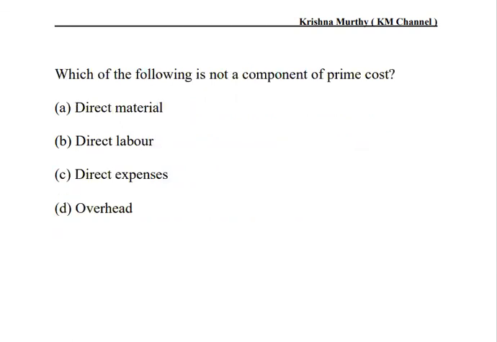Next one, which of the following is not a component of prime cost? The options given are direct materials, direct labor, third option direct expenses, fourth option overheads. The right answer will be overheads. Since direct expenses, direct materials and direct labor come under the prime cost, what is not part of prime cost is the overheads. The right option will be D.